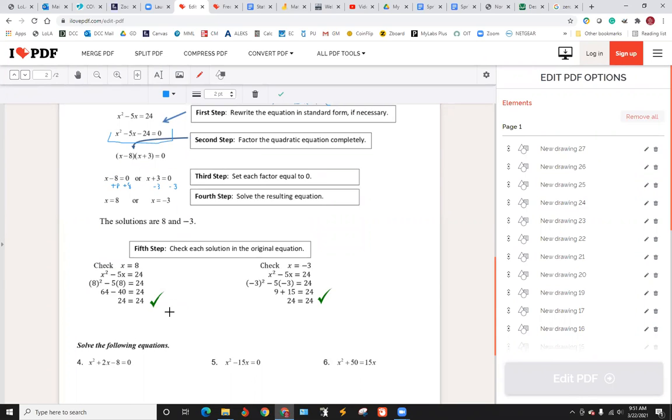Like I said, especially if they're whole numbers, it's real easy to check. You put in 8 for x, so 8 squared is 64. Negative 5 times 8 is negative 40. 64 minus 40 is 24. So that's a good solution. Same thing over here. Negative 3 squared is 9. Negative 5 times negative 3 is 15. 9 plus 15 is 24, which is equal to 24.